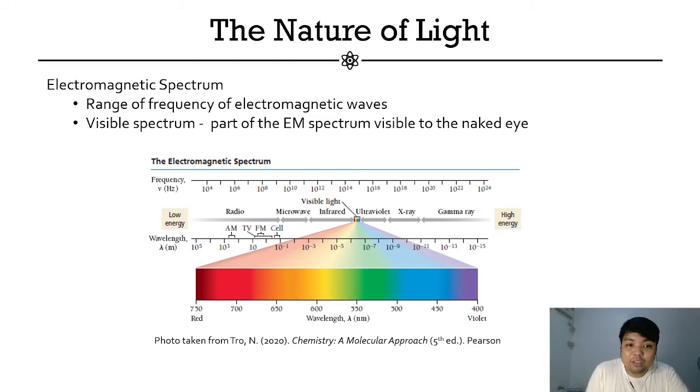Now, in the electromagnetic spectrum, we can only see a very, very small portion. That portion of light that can be seen, the part of the electromagnetic spectrum that is visible to the naked eye, is what we call visible light. That visible light represents the colors of the rainbow, from red to violet.